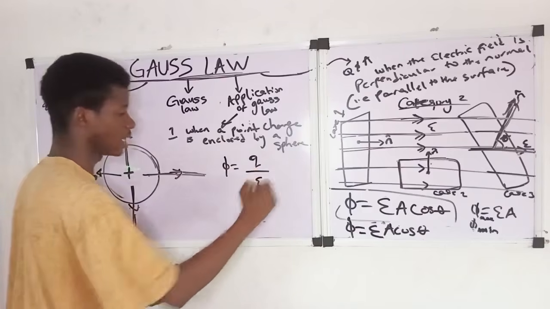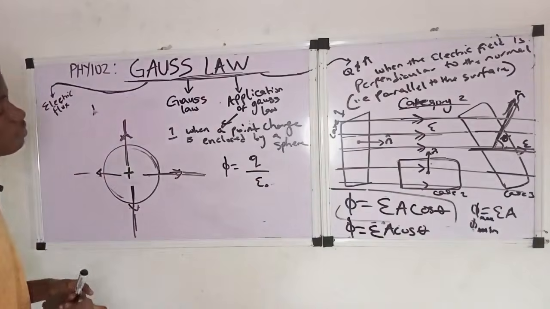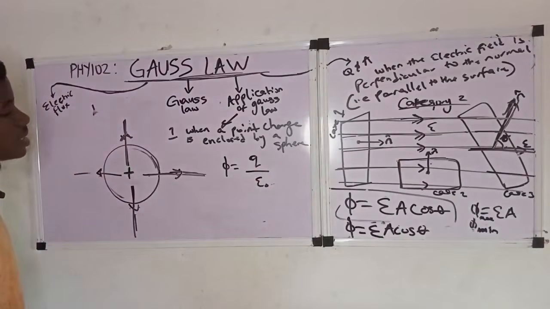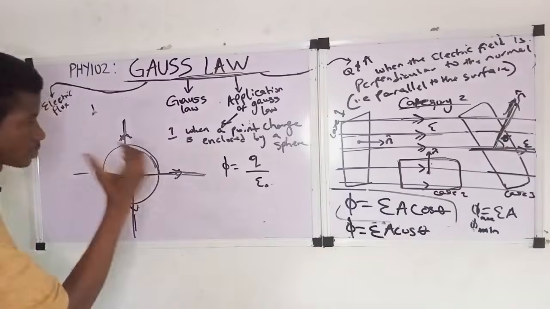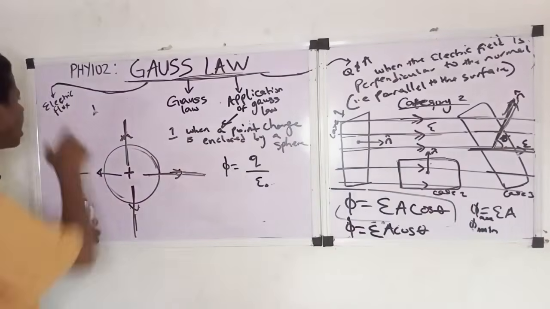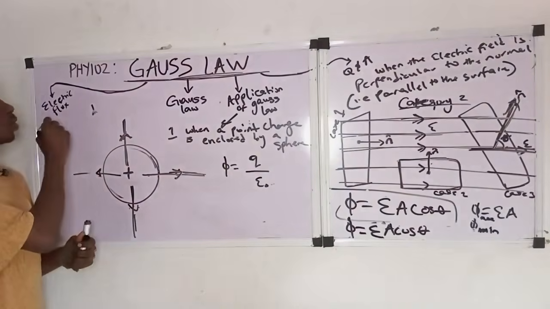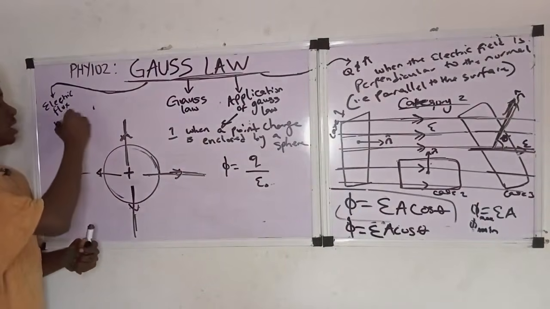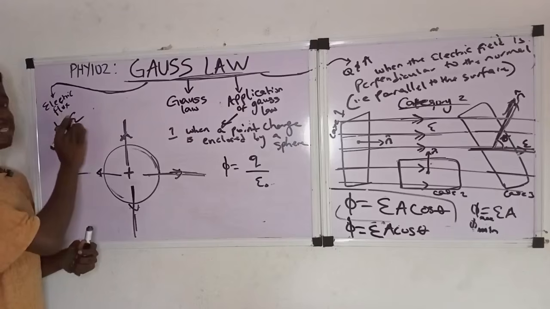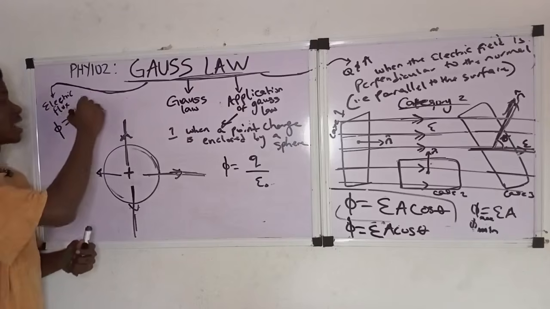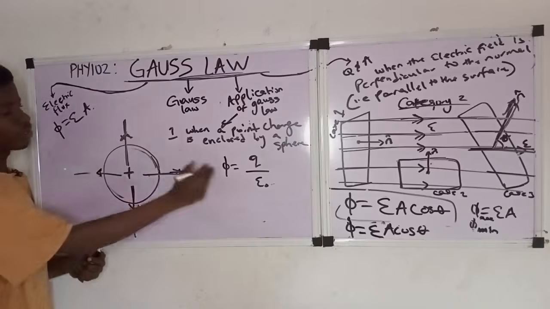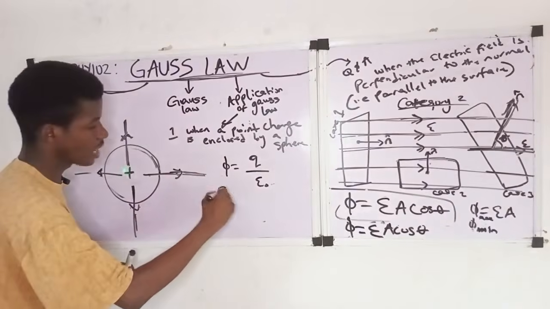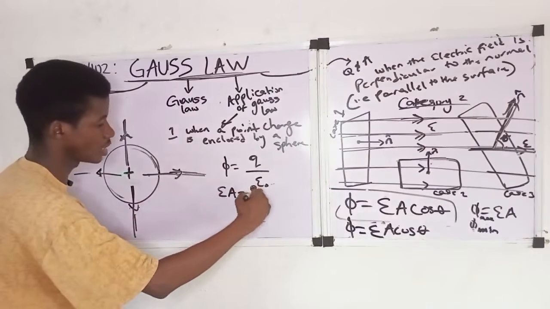Divided by epsilon naught, right? Yes, divided by the permittivity of free space. Okay, now we all know that electric flux is what? The product of the electric field passing through a given area, right? So EA. In the place of flux, we put EA, equal to the charge enclosed divided by what?